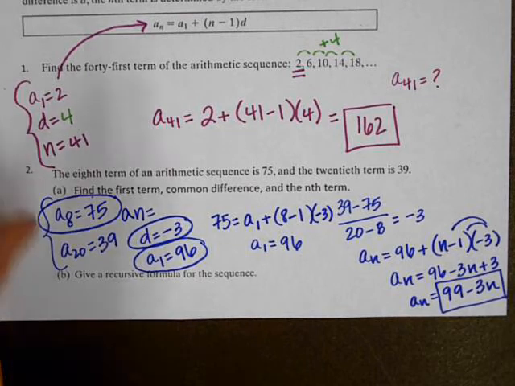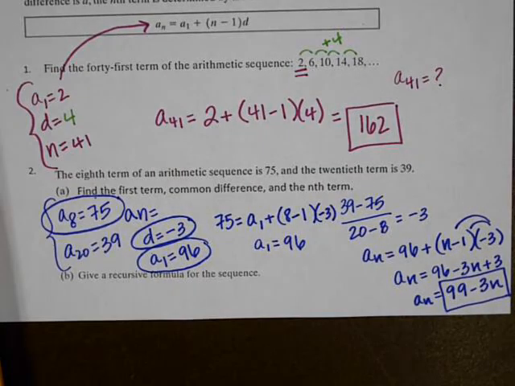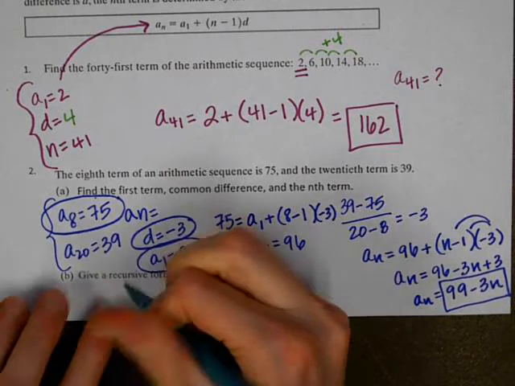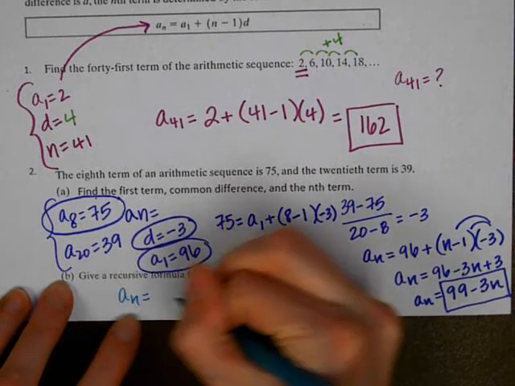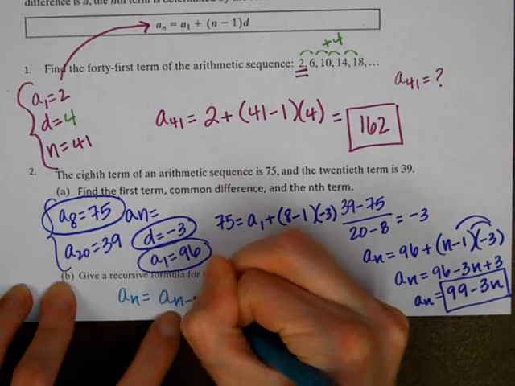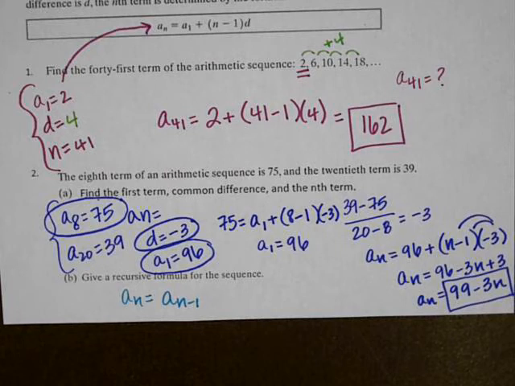Okay, so I think we're done with part A. And then part B, write a recursive formula. That's when you write a formula in terms of the previous term. So we would say a sub n equals a sub n minus 1. Okay, so the previous term.